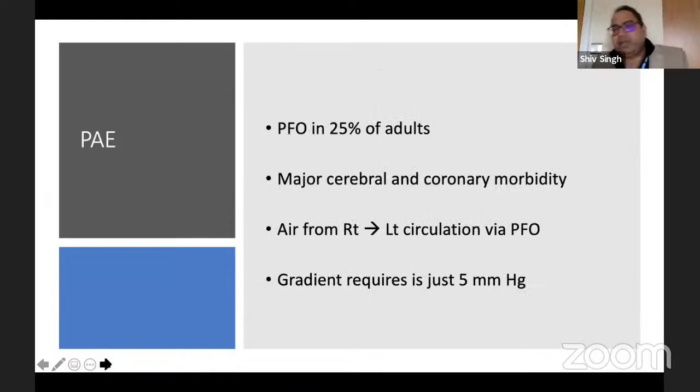Okay. We also need to be aware of patent foramen ovale, which is present in 25% of adults. In these cases, the air can move from the right side to the left side of the circulation, bypassing the pulmonary circulation. And if this happens, you just need an increase in gradient of 5 millimeters of mercury. Also, when the air goes into the pulmonary circulation, that will increase the right-sided pressure, and this can lead to opening of the patent foramen ovale and the air moving from the right side to the left side of the circulation.